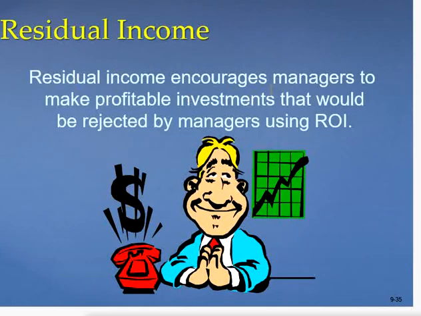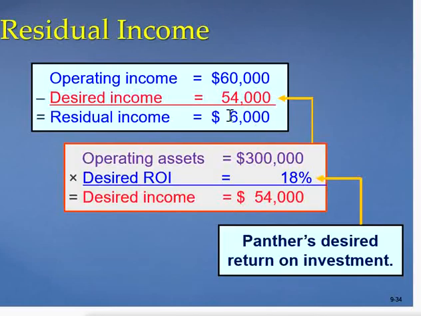Residual income basically encourages managers to make profitable investments that would be rejected by the manager using ROI. If he is using ROI, before, he will reject. But if he uses residual income, then he has to increase his income. How can he increase his income? By taking new investment projects. So how will he increase this number? By taking a new project.